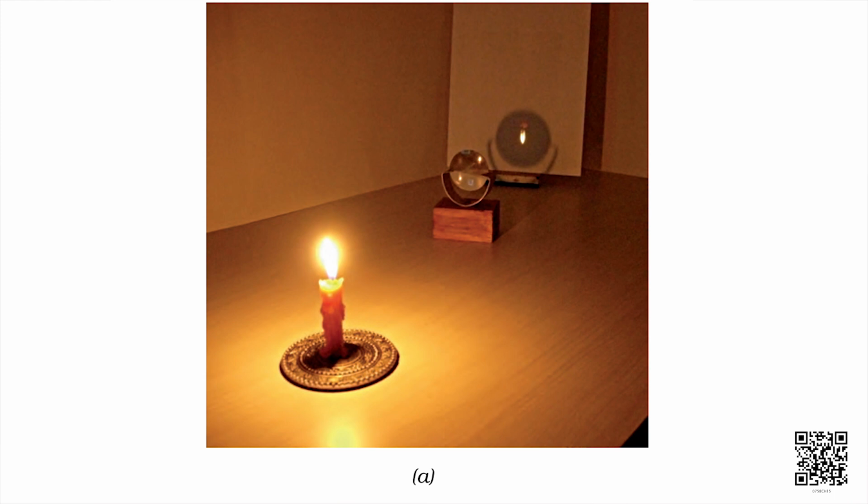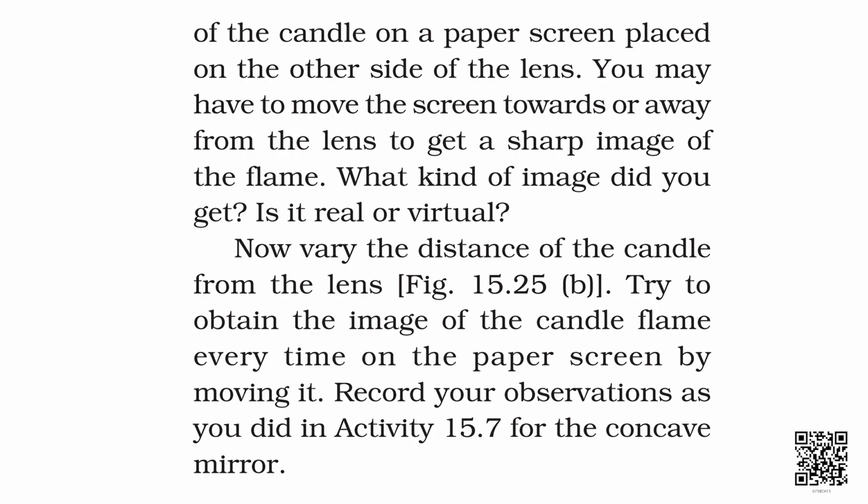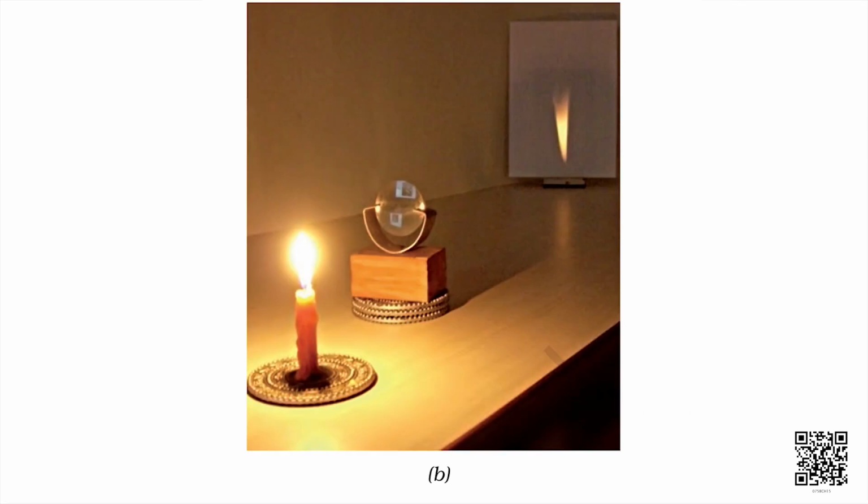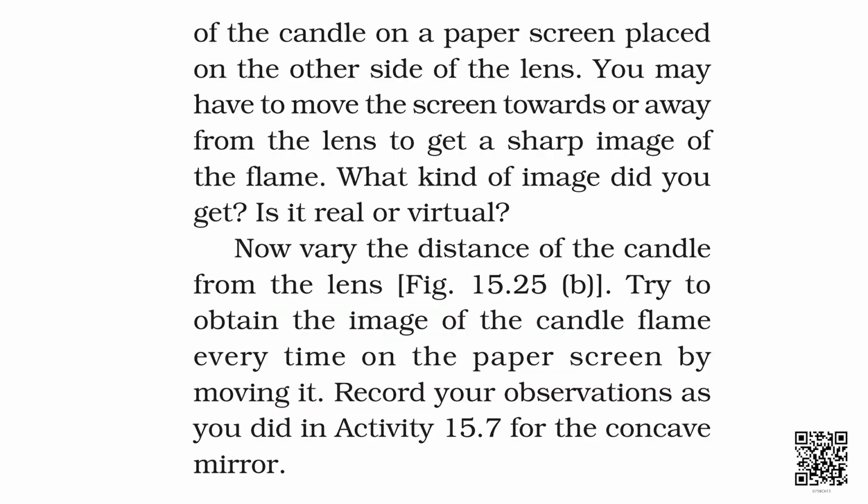Then we will try to obtain the image of the candle on a paper screen placed on the other side of the lens. We may have to move the screen towards or away from the lens to get a sharp image of the flame. So students, if we are getting this image on a screen, we can say that it is a real image, and if in this experiment we didn't get the image on the screen, then we can say that it is a virtual image. Now we will vary the distance of the candle from the lens as in this figure, and we will try to obtain the image of the candle flame every time on the paper screen by moving it. Then we will record our observations just as we did in activity 15.7 in the second part for the concave mirror.